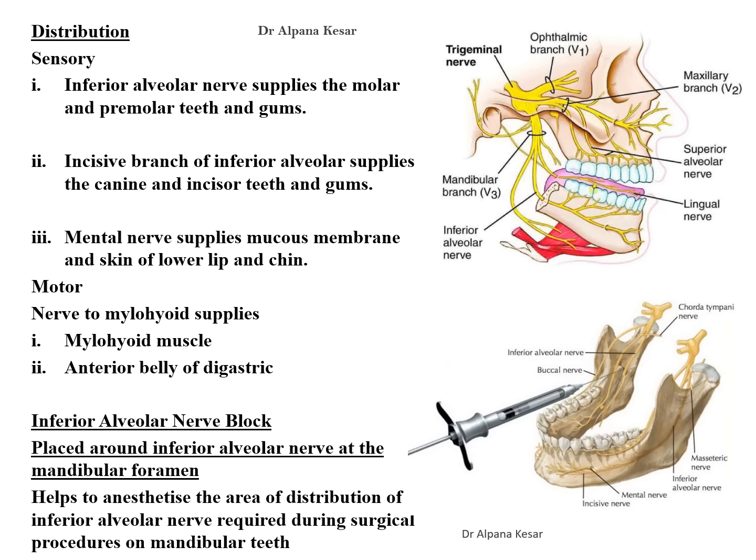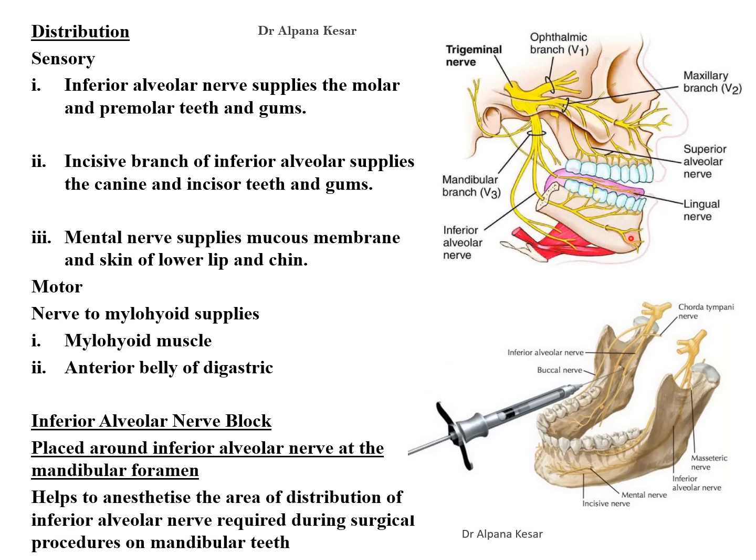Distribution of inferior alveolar nerve. Inferior alveolar nerve is a mixed nerve that has both sensory and motor fibers. Inferior alveolar nerve is sensory to the molars and the premolars, along with the surrounding gums. Its incisive branch is sensory to incisors and canines and the surrounding gums. The mental nerve is sensory to the skin and mucous membrane of lower lip and chin.